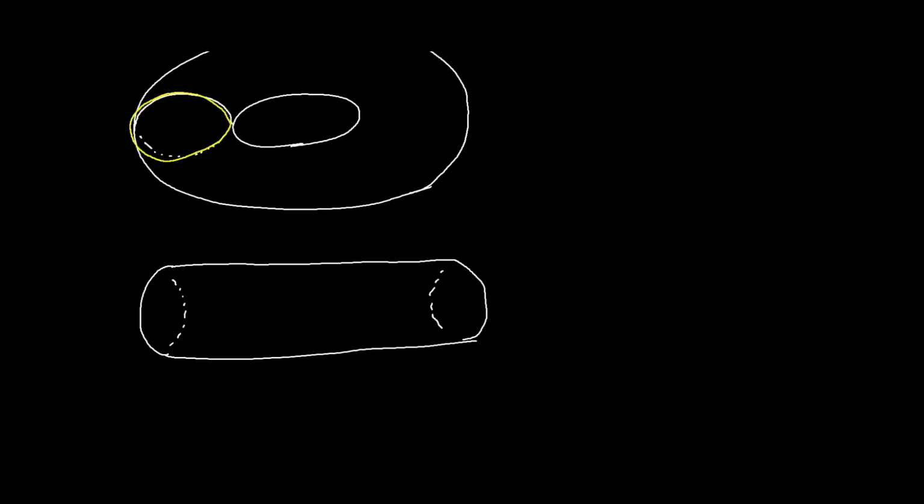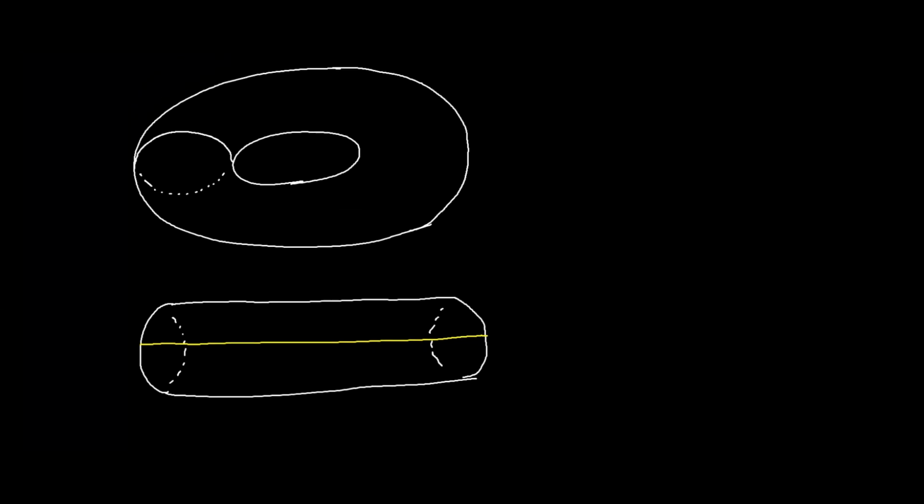I will now do a second cut. I will cut the cylinder here and open it up. And when I connect the two endpoints of the cylinder on the torus, this line will be looking like this, right? So there are two lines, the yellow line and the white. Maybe I'll use a red color for that, the red line.